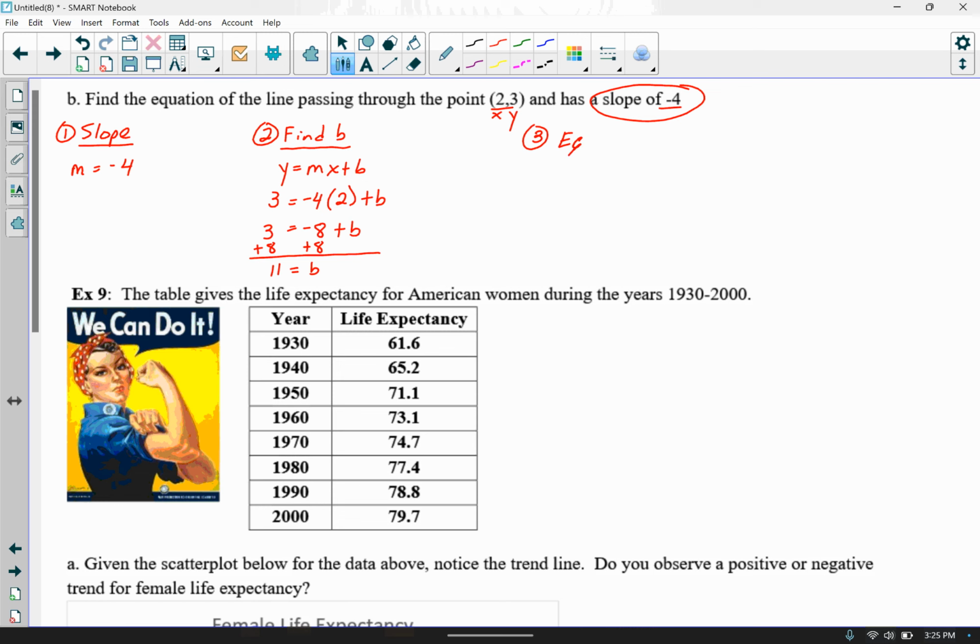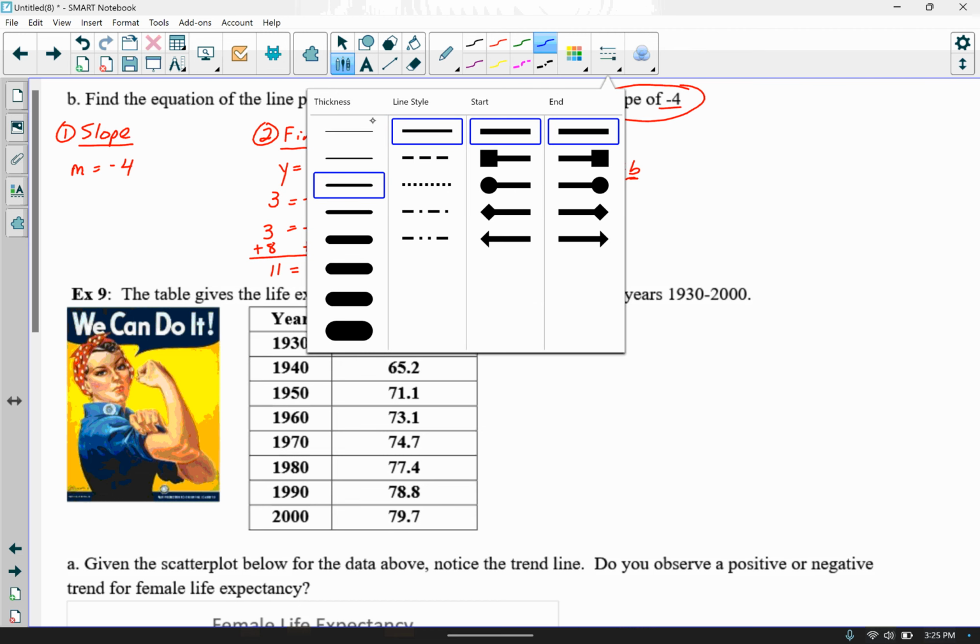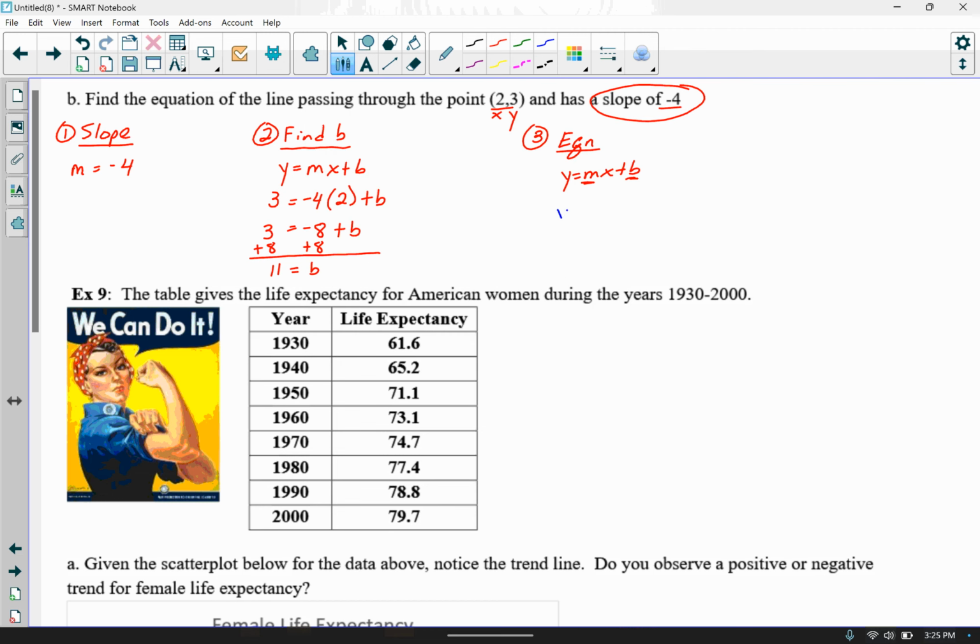Final answer, write that equation. Remember, you're writing it in y equals mx plus b format, and you're only substituting in for your m and your b. So the final answer here, y equals -4x plus 11. Final answer.